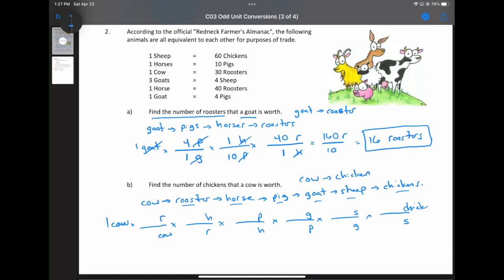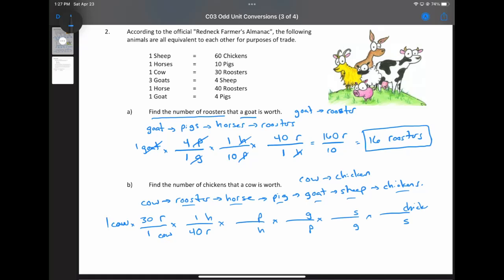So now I just read off my list and see the relationship between roosters and cows is 30 roosters per cow. Horse and roosters, 1 horse is 40 roosters. So notice I don't have to think about whether I multiply or divide by the 30 or the 40 at any point. The numbers tell me where they have to go. The equivalent fractions tell me where they have to go.